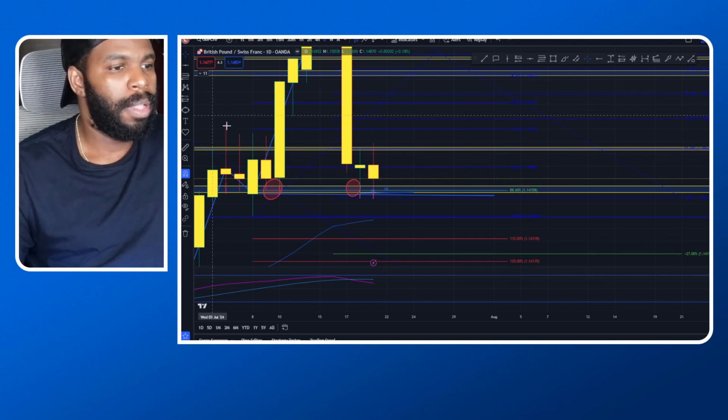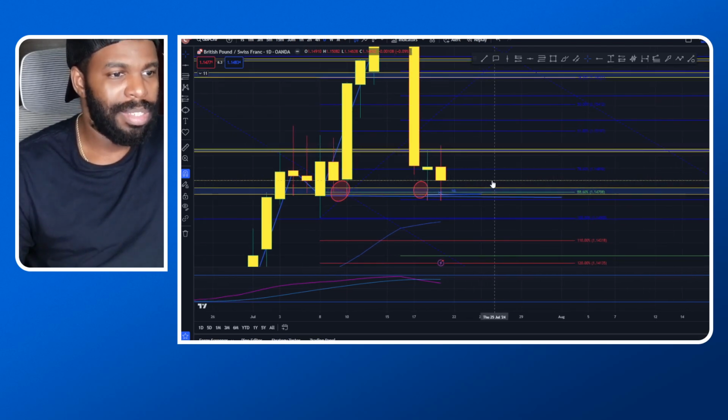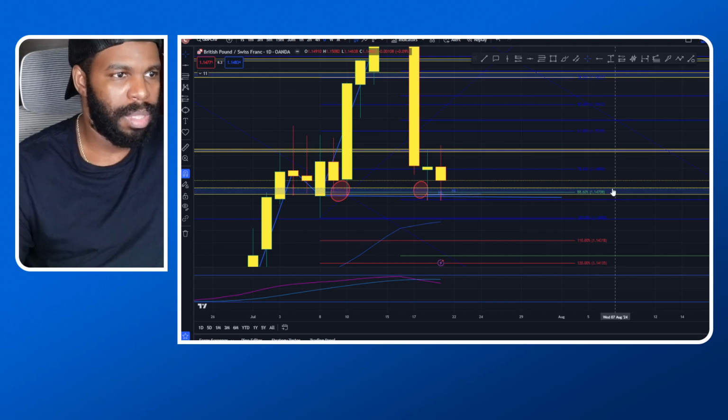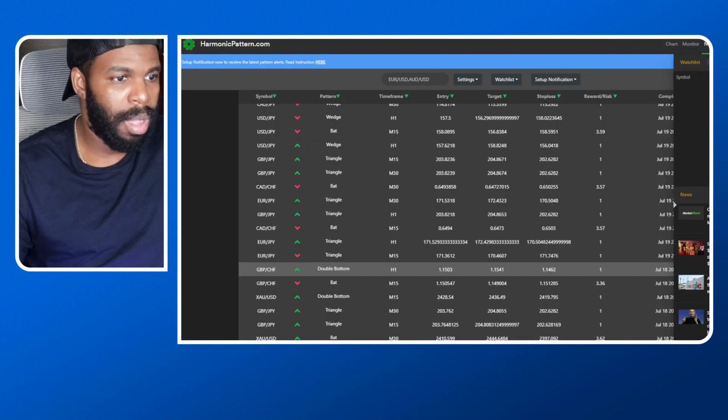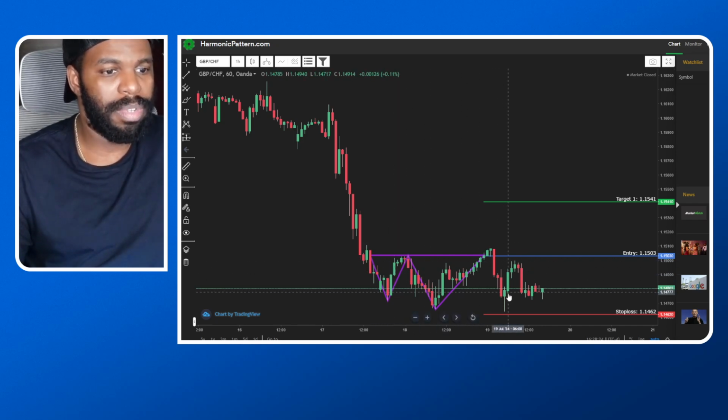All right, and you've seen a daily rejection candle, two, a doji, a daily rejection candle off of the area of interest. Plus, price is at my area of interest. Plus, the price is rejecting my 88.6 Fibonacci retracement level. Plus, if we go back to harmonic pattern here, we have a double bottom here. This could even be a triple bottom right here.